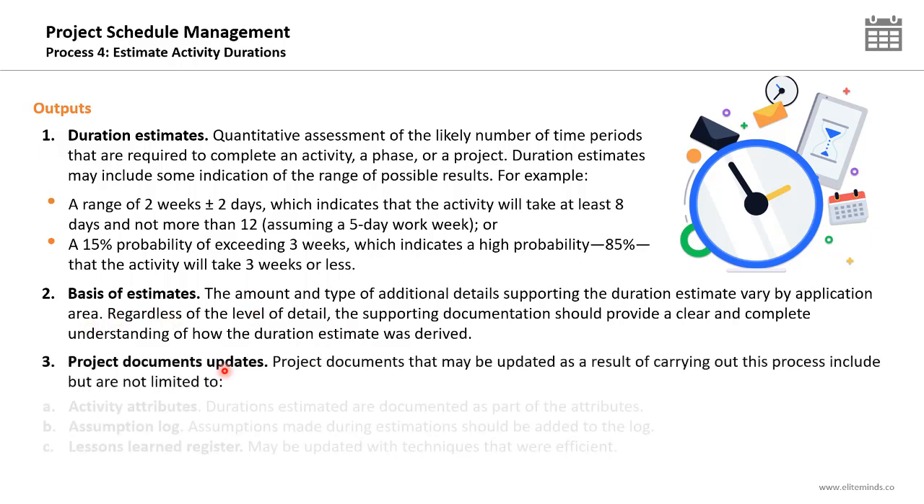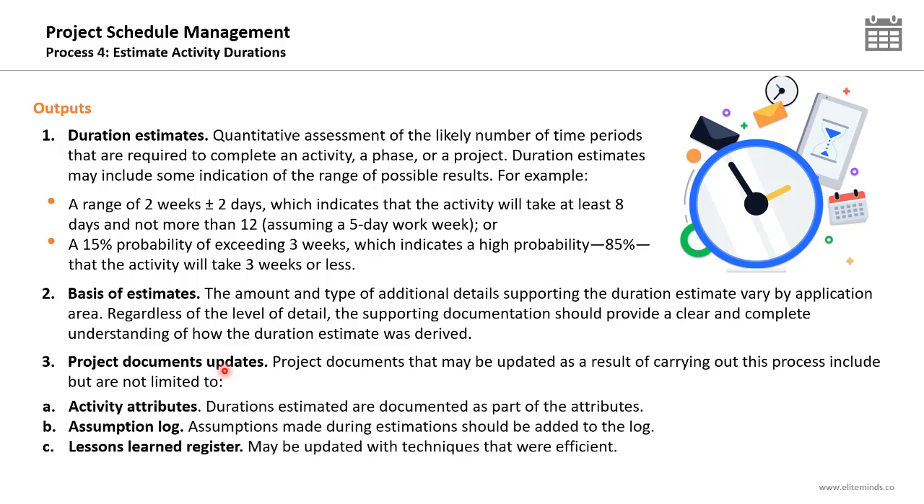The third output is updates to some of the project documents like the activity attributes. Duration estimates are documented in the activity attributes. Any assumptions made for estimation purposes will be added to the assumption log. Any lessons learned about the estimation techniques and the effective ones can be added to the lessons learned register.